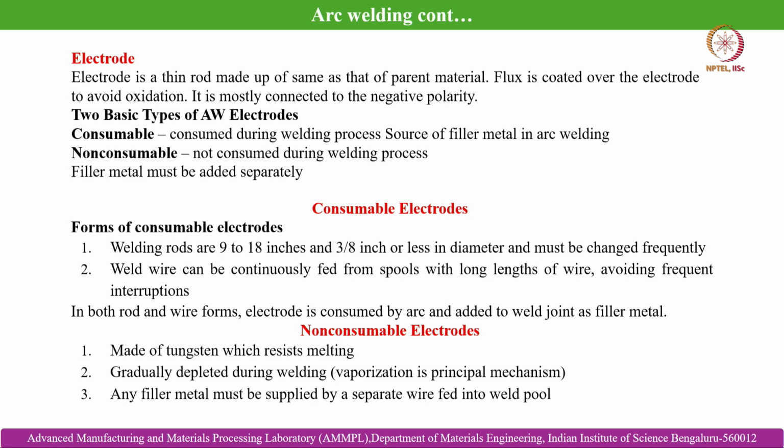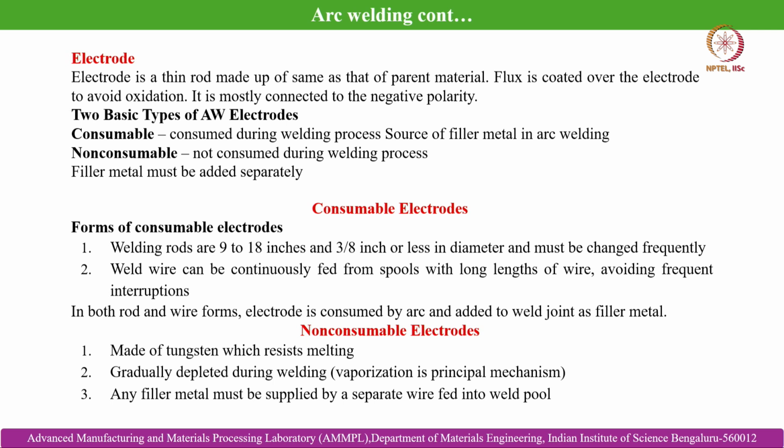So, this is the case of non-consumable electrodes, and in case of consumable electrodes, welding rods are 9 to 18 inches long and 3/8 inch or less in diameter and must be changed frequently. Weld wire, however, can be continuously fed from spools with long lengths of wire.